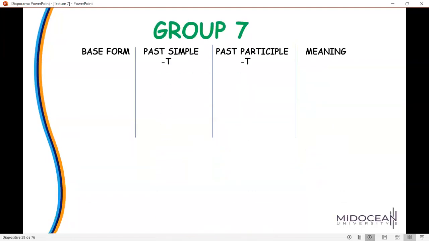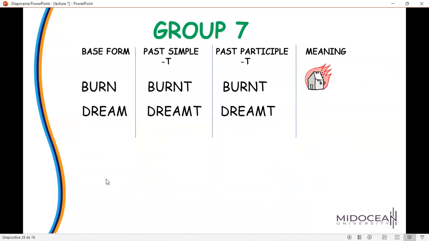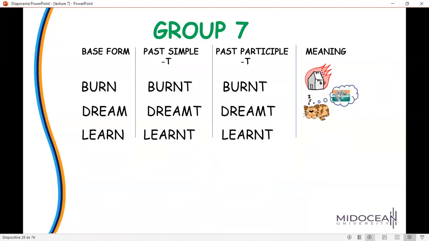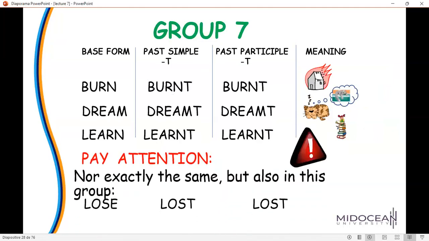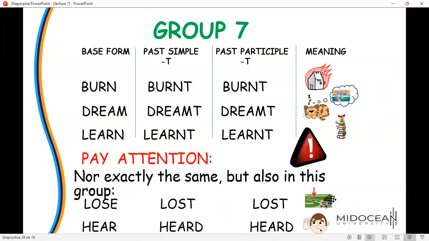Group 7, you have the verb to burn. Simple past of the verb, past participle, burnt. Dream, dreamt, dreamt. Learn, learned, learned. You have lose, lost, lost. Hear, heard, heard.